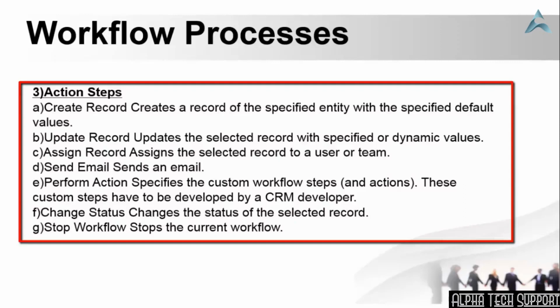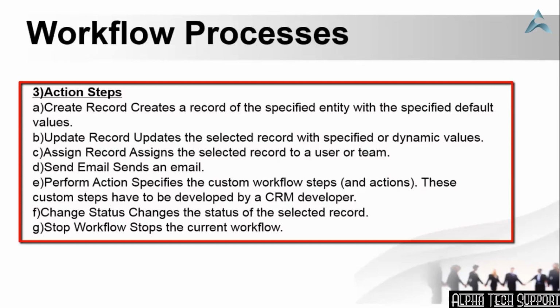So these perform action steps are custom workflow steps, and whoever is a CRM developer is going to develop them. What kind of steps? If you want some custom actions which are not available within these out-of-box actions, like retrieving some value from a list which is not your current entity, at that time you have to specify some custom workflow steps. So you can use perform action step for that.